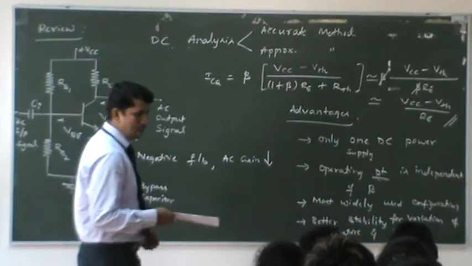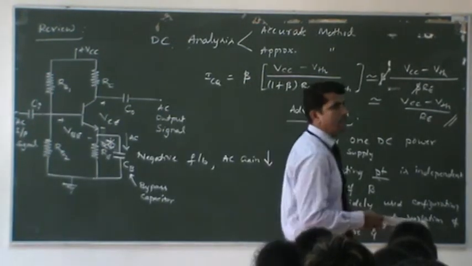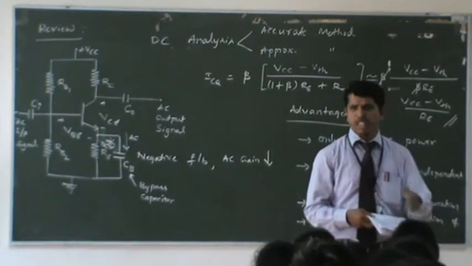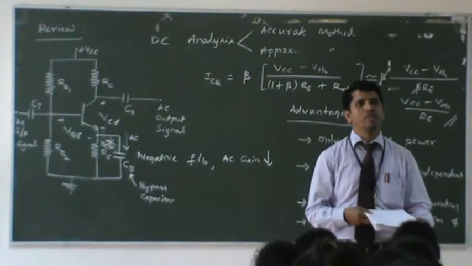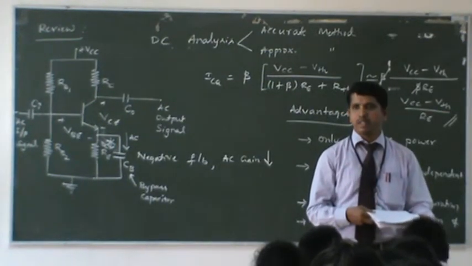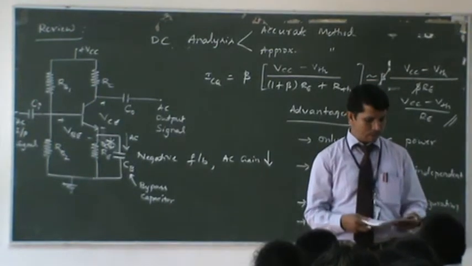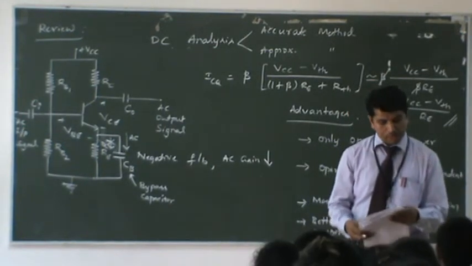With that coverage, 2 to 3 topics are left in this unit. Very small topics: thermal runaway, UJTs and transistors. Those things we can cover in a short time. You can take up this problem.